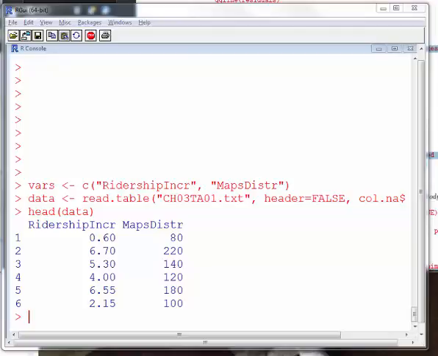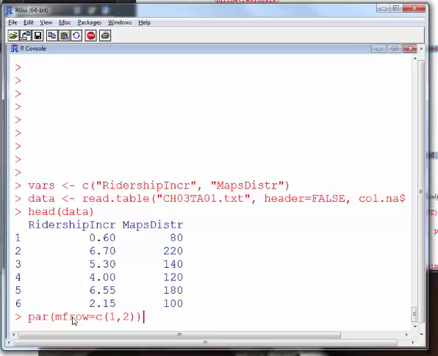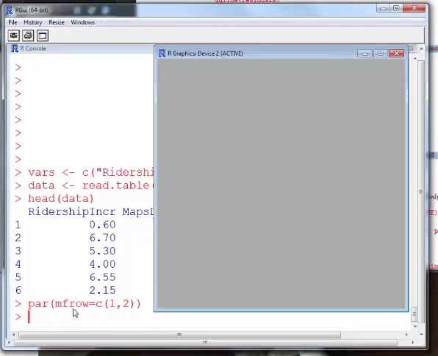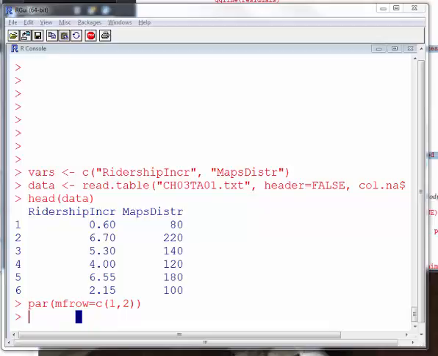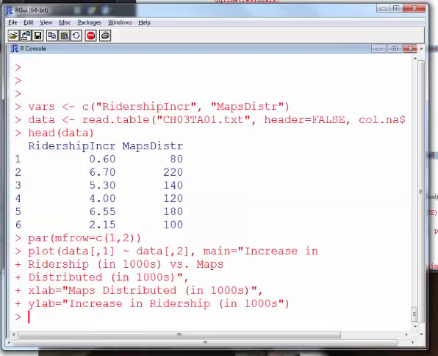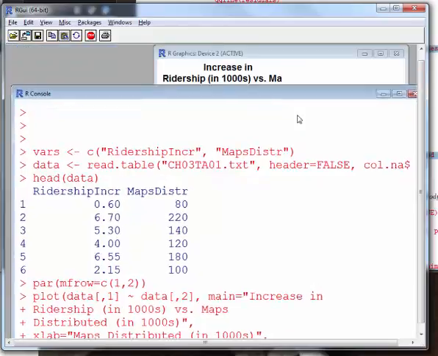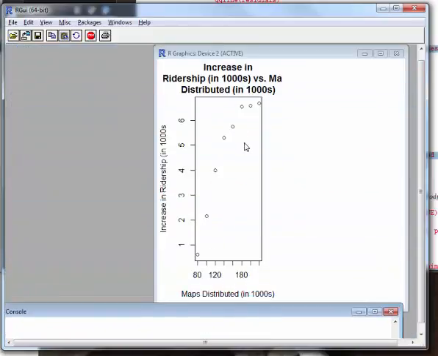And I'm going to start off because I know that I'm going to want to make a couple of plots here. So I'm going to use that par mfrow command to make two side-by-side plots. And I want to plot, first of all, let's just get a scatter plot of the ridership increase versus the number of maps distributed. And so you can see that there.